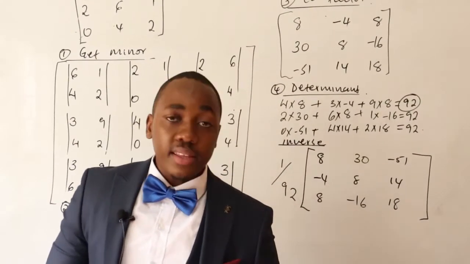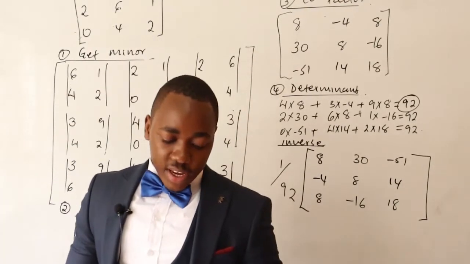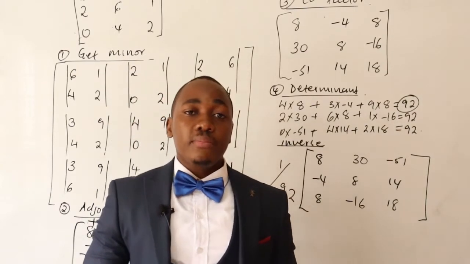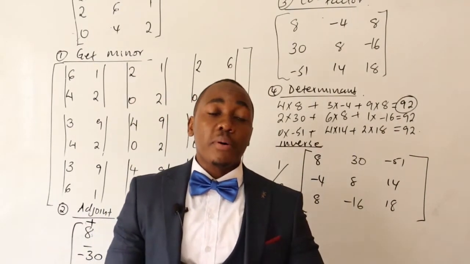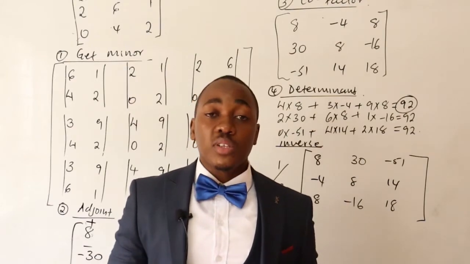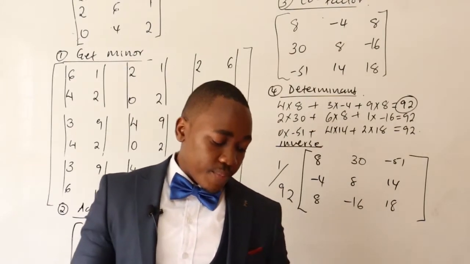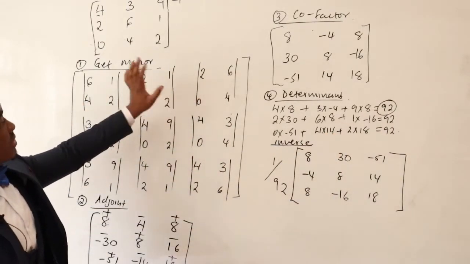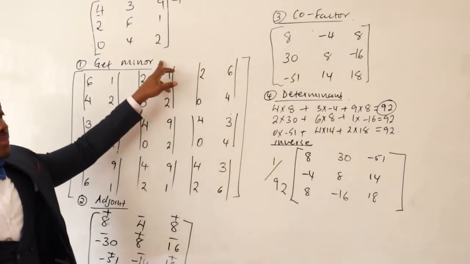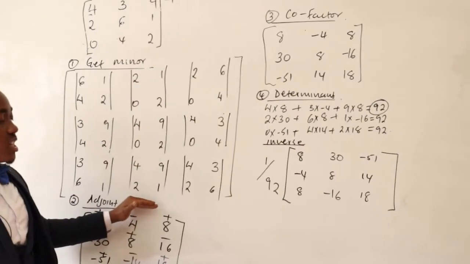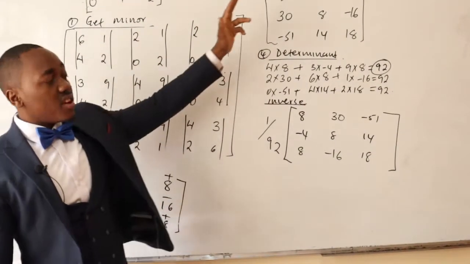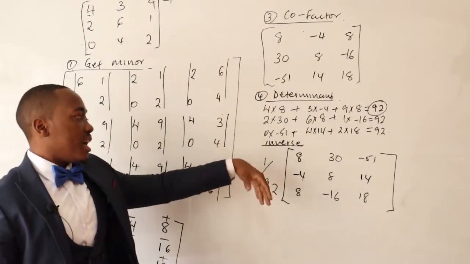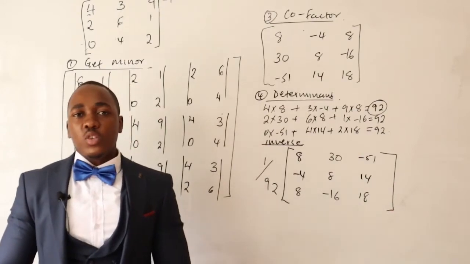I think we can still try another illustration, because the inverse of a 3 by 3 matrix is mostly applicable when we are performing what we call Leontief's or input-output analysis. Before I wrap this, let me take you back to the steps. First, you get the minor. After the minor, you compute the adjoint. After the adjoint, you get the cofactor. After the cofactor, you get the determinant. From there, you can get the inverse. As simple as that.